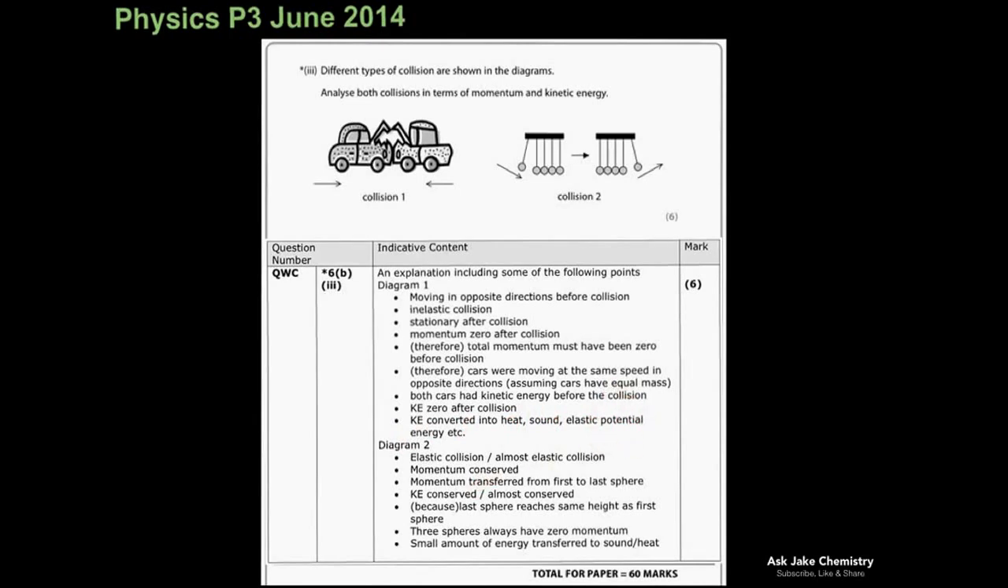And the second one, diagram 2, shows moving from one side to the other side. You should also know this diagram anyway from before. It's an elastic collision, and momentum is conserved. Of course, momentum is conserved in both. Momentum is transferred from the first to the last sphere. Kinetic energy is conserved. Nearly everything is. But also remember that the last sphere reaches its maximum height first. The other 3 spheres also have 0 momentum because a small amount of energy is transferred into sound and heat. Always just a little bit, not all of it, like in collision 1. Say that and you'll definitely get 6 marks.